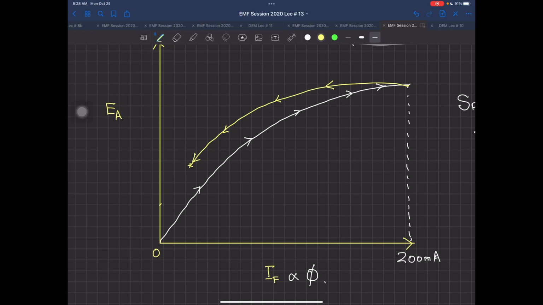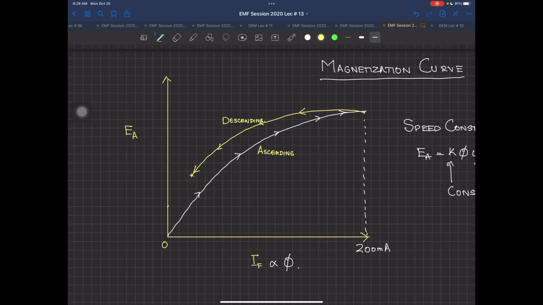This is the ascending curve and the other one is your descending curve. These two curves are telling you that your machine has some retention, and this curve is called the magnetization curve. Now, what they have done in your book, I guess on page number 469, at the start of this chapter.